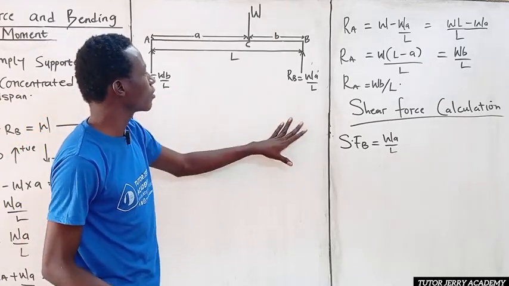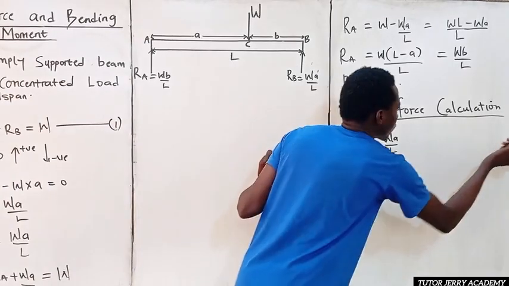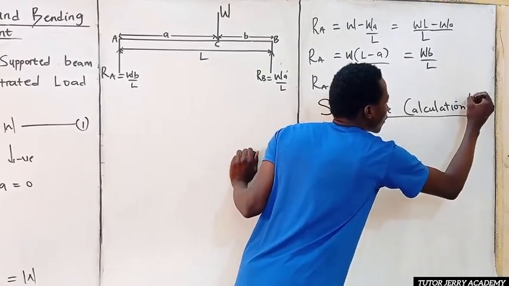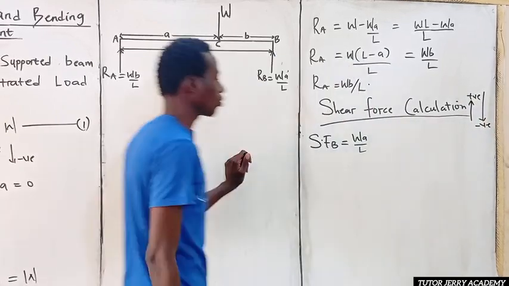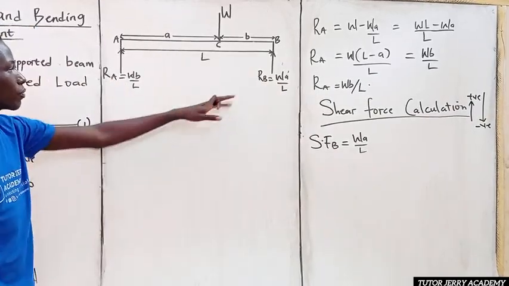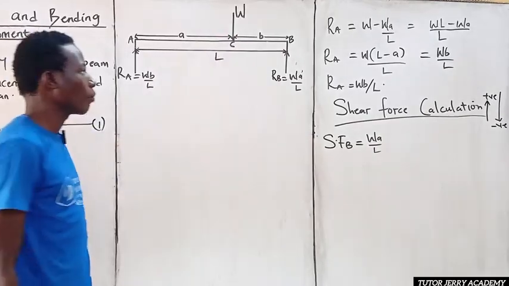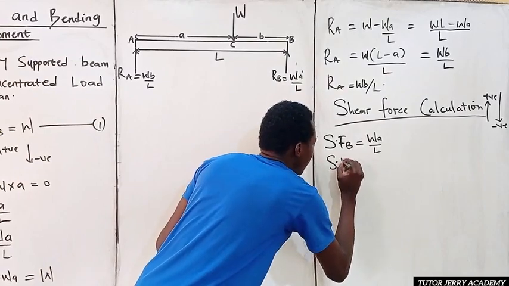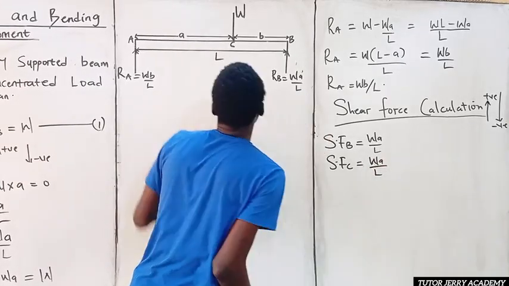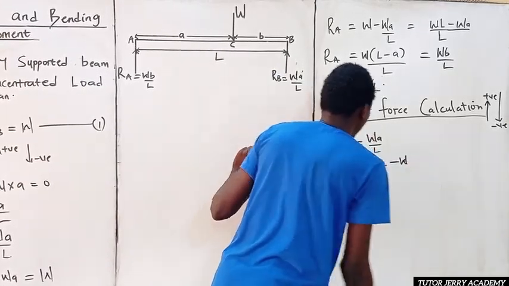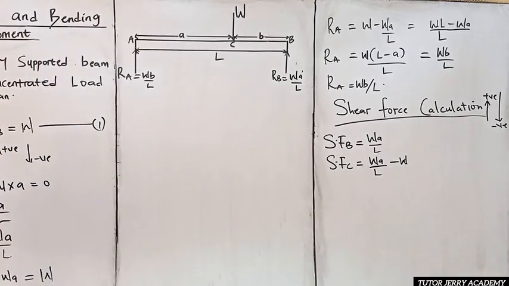So also in this case, we are going to be considering upward force as positive, downward force negative. So if you are considering that, we are going to be having WA all over L minus W, to get the shear force at point C. So shear force at C will be equal to WA all over L minus W. So this is what we have as our shear force at point C.